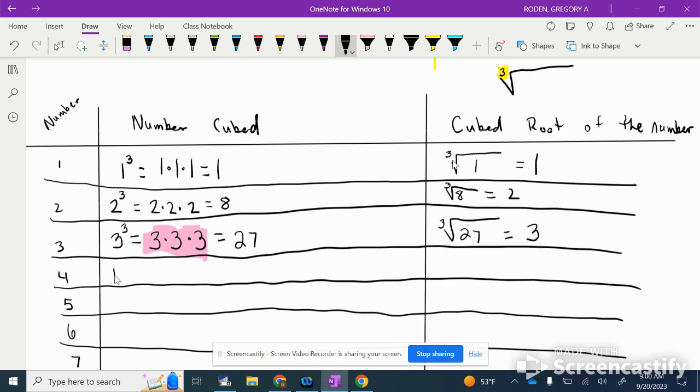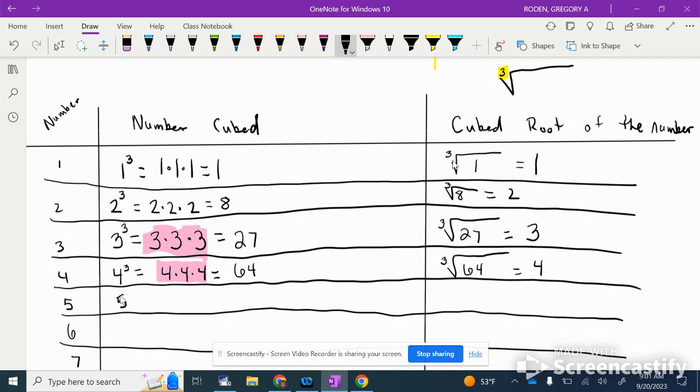Let's do the next one. 4 cubed. 4 cubed is 4 times 4 times 4. Let's see here. Well, let me do the highlighter here. 4 times 4 is 16. If my math is right, 16 times 4 is 64. Am I correct on that, Mrs. Galler? Yep. Okay. Mrs. Galler's checking me on her calculator. So this is going to be 64. So now we can do the cubed root of 64 equals 4.